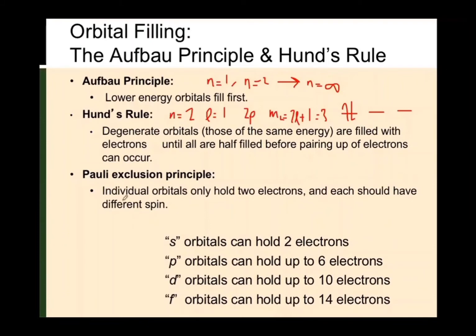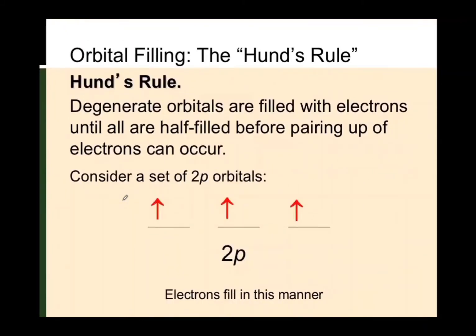The Pauli exclusion principle then says that individual orbitals only hold 2 electrons and each should have a different spin. So s orbitals can hold 2 electrons, p orbitals can hold up to 6 electrons, d orbitals can hold up to 10 electrons, and f orbitals can hold up to 14 electrons. So Hund's rule in action, I suppose: degenerate orbitals are filled with electrons until all are half filled before pairing up of electrons can occur. So consider a set of 2p orbitals here. We fill it up in this manner. They've drawn full arrows because that's easier to obtain in a computer setting.